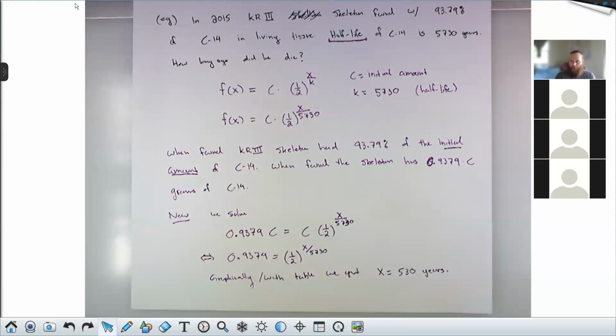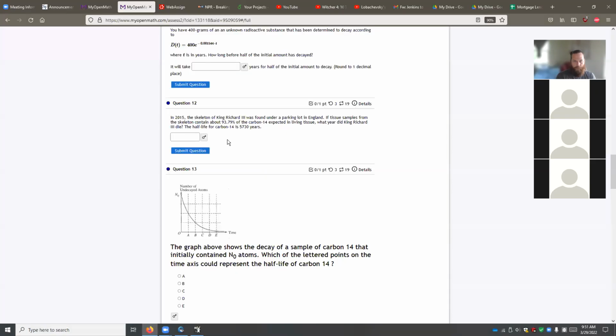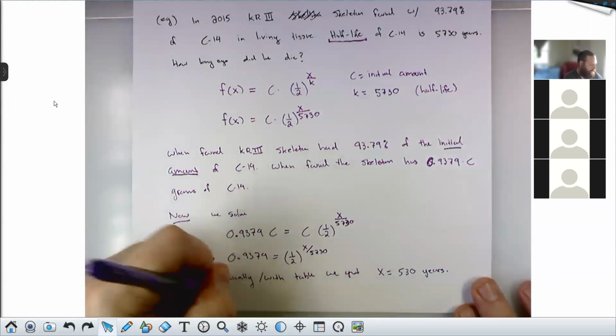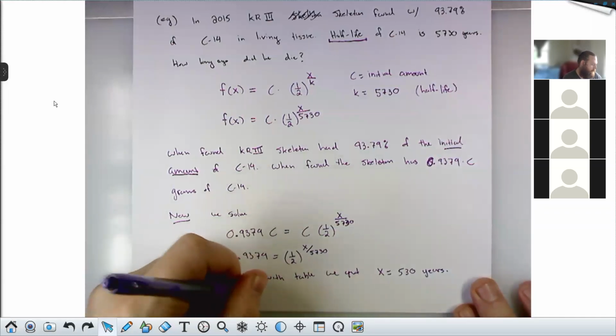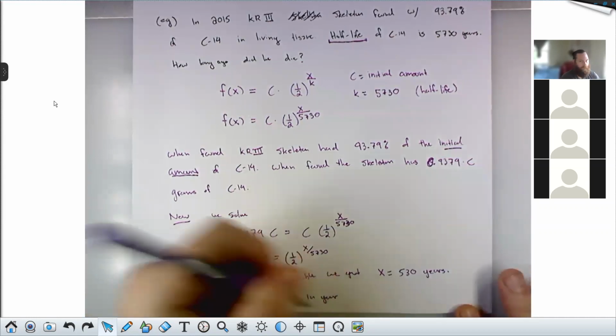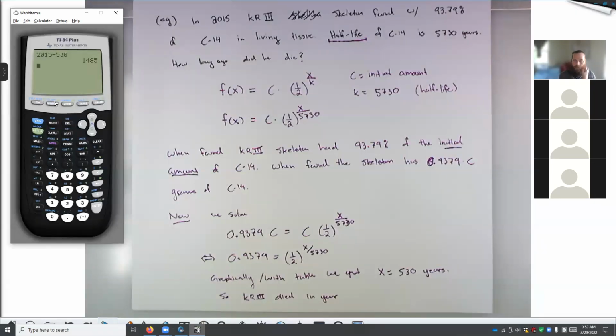No. Not quite, right? As I phrased the question here, I asked how long ago did he die? So the answer would be 530 years ago. But the question as it was phrased in the homework was, in what year did he die? Now the skeleton was found in 2015. So we would have to take 2015 and subtract 530 years. That gets us to the year 1485. So King Richard III died in year, what was it? 1485.